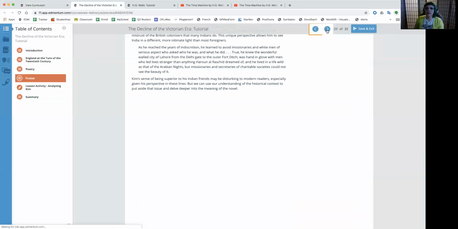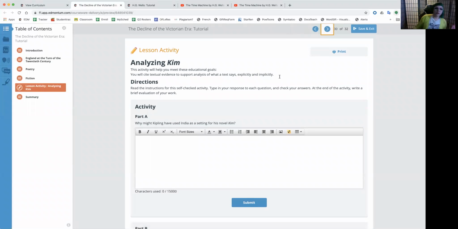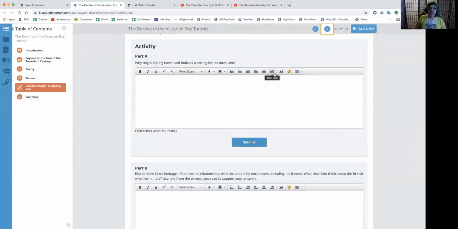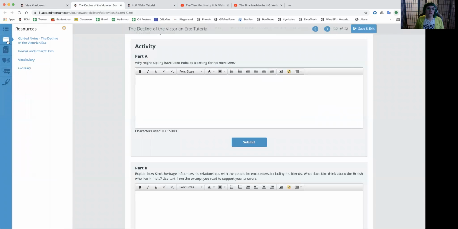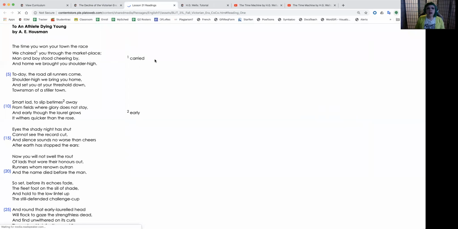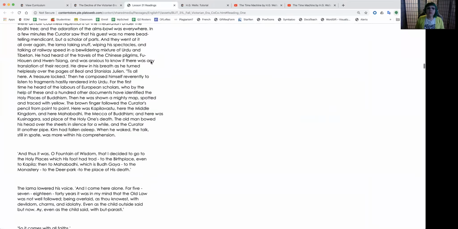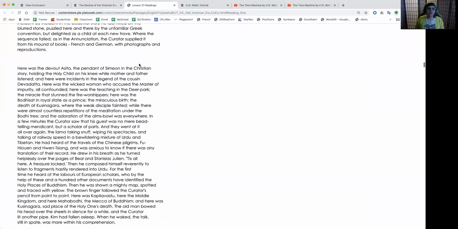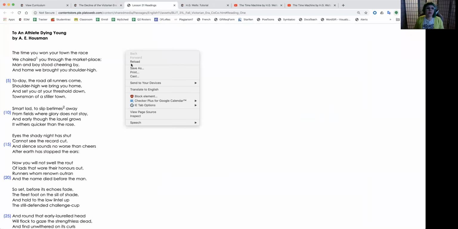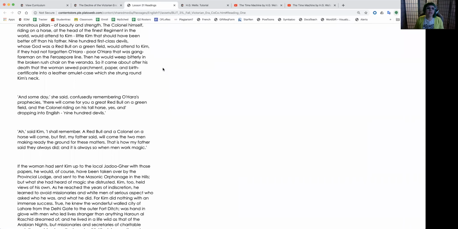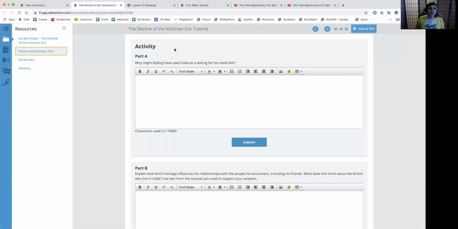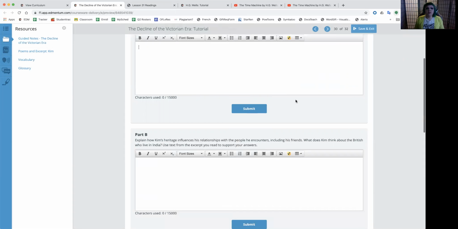I want to look over the questions, but we have to flip back to the tutorial to get the answers. So let's just read over the questions. Please do what you can to read over the novel, what excerpts are here. You may not have time to read over all of it in class, but it's an interesting story and it gives you an idea, even if you just read a bit of it, to get the feel for his writing. So, why might Kipling have used India as a setting for his novel Kim?